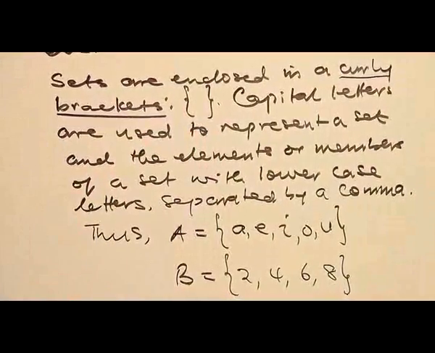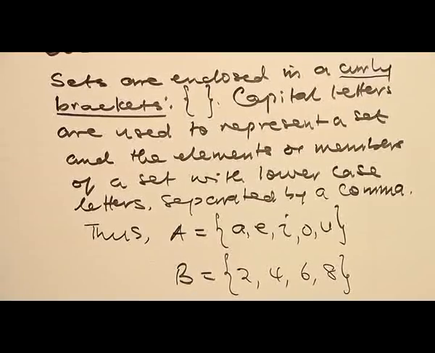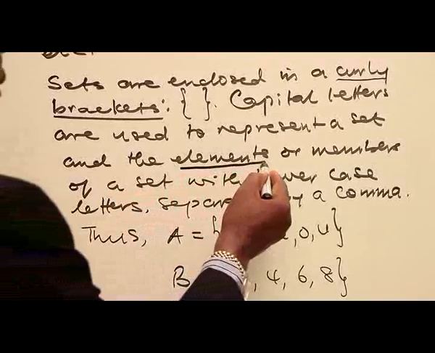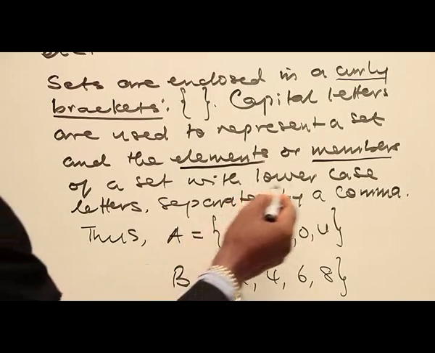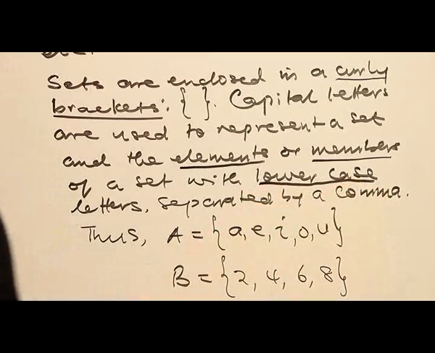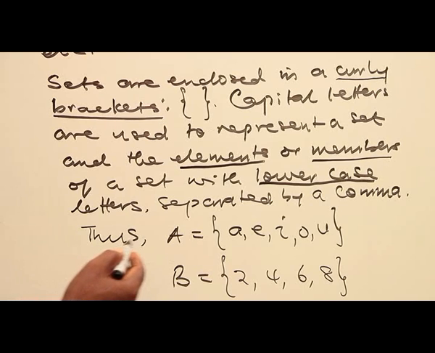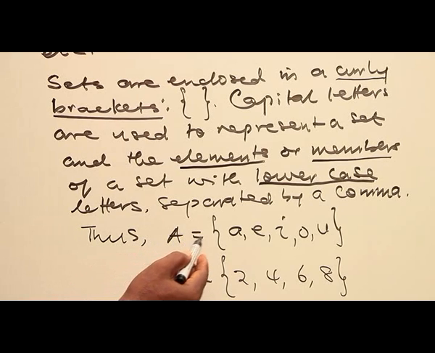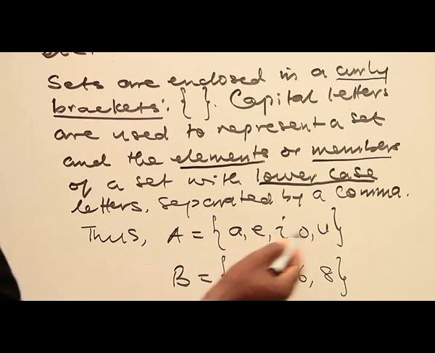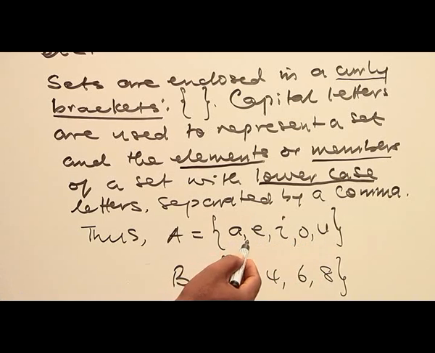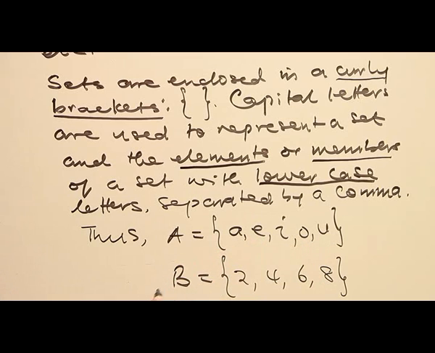Capital letters are used to represent a set, and the elements or members of a set are represented with lowercase, that's small letters. These are separated by a comma. So for example, a set A is equal to the elements a, e, i, o, u. Each of the elements, each of the letters, is separated by a comma. You will recognize this as the vowels.